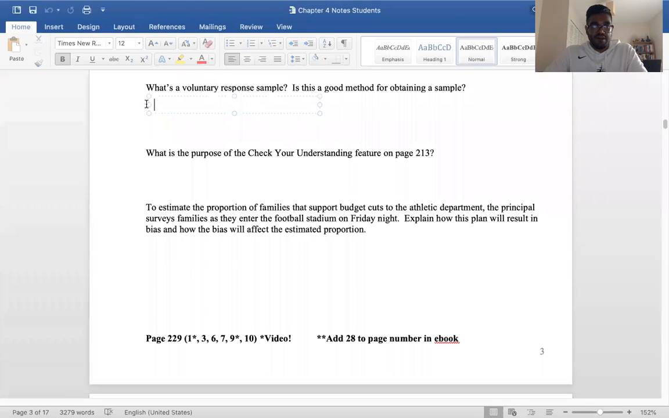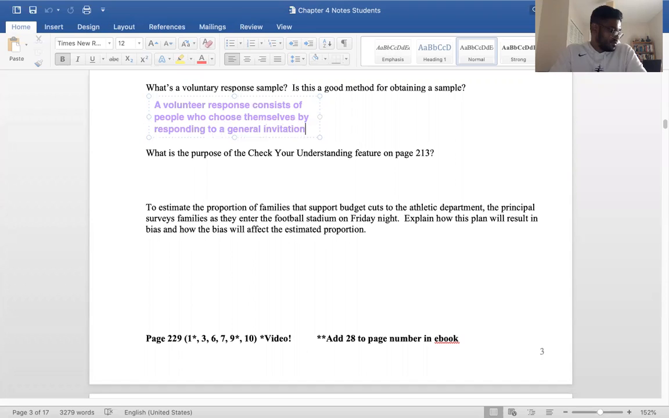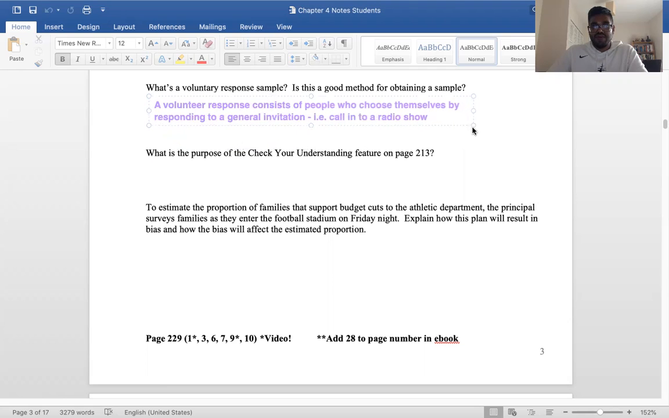What is voluntary response? It's kind of in the name. A voluntary response sample consists of people who choose themselves by responding to a general invitation. Okay, this is like when you call into a radio show. All right, what's wrong with this? Right, this is a bad sampling technique because the only people that are going to respond are going to be the ones that care.